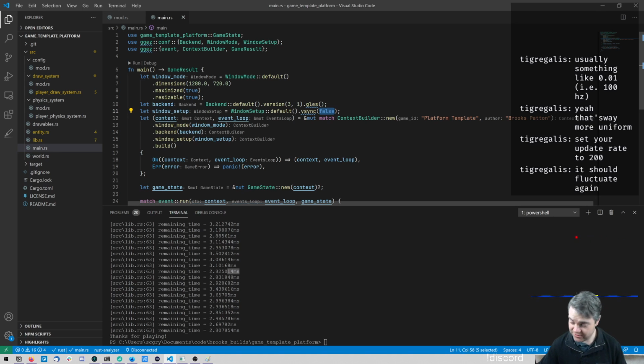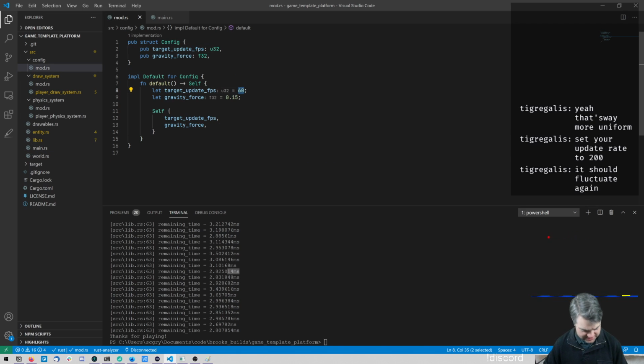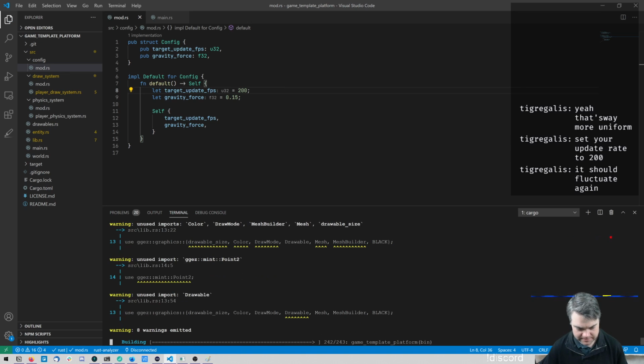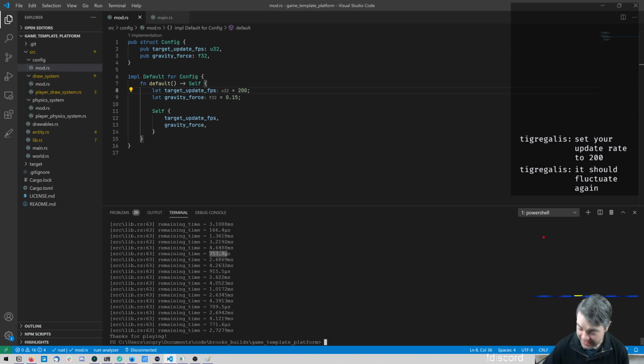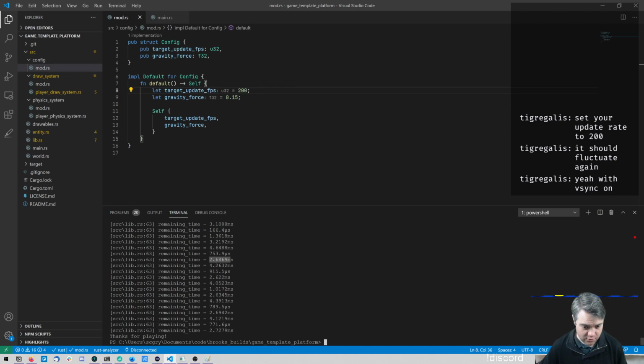Set your update rate to 200. It should fluctuate again. Okay, so hold on. If I do vsync true, and we set our target FPS to 200, this should be... yeah, so 753 microseconds, that's less than 1 millisecond, then 2.7 milliseconds, 4.3 milliseconds, and then back to microseconds again.